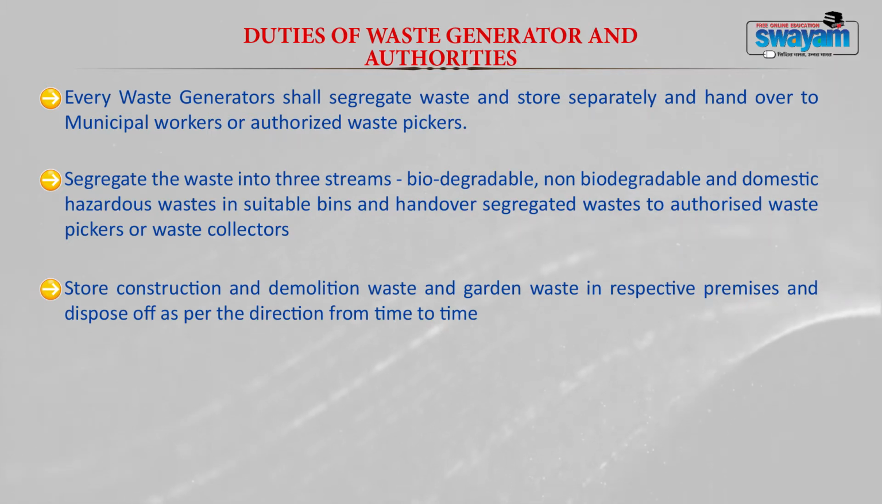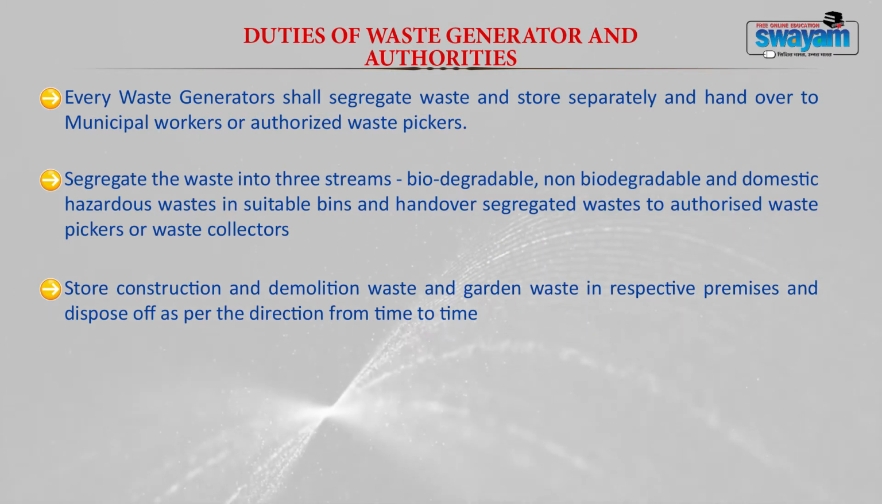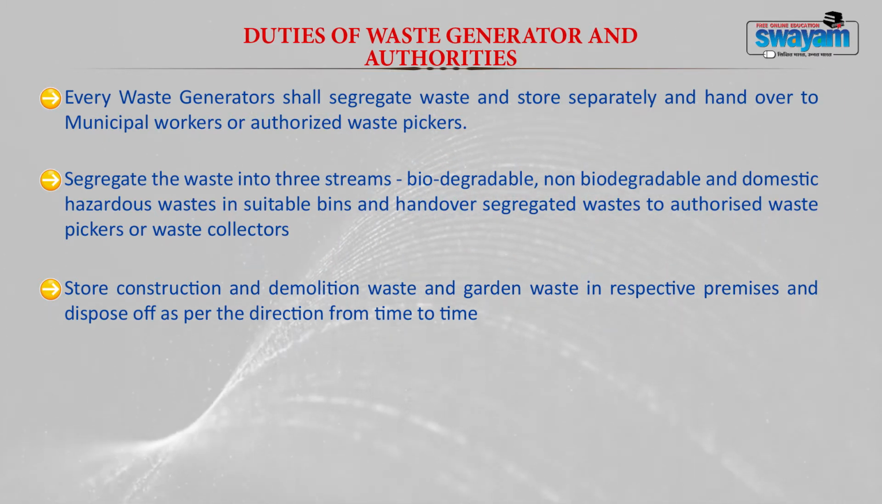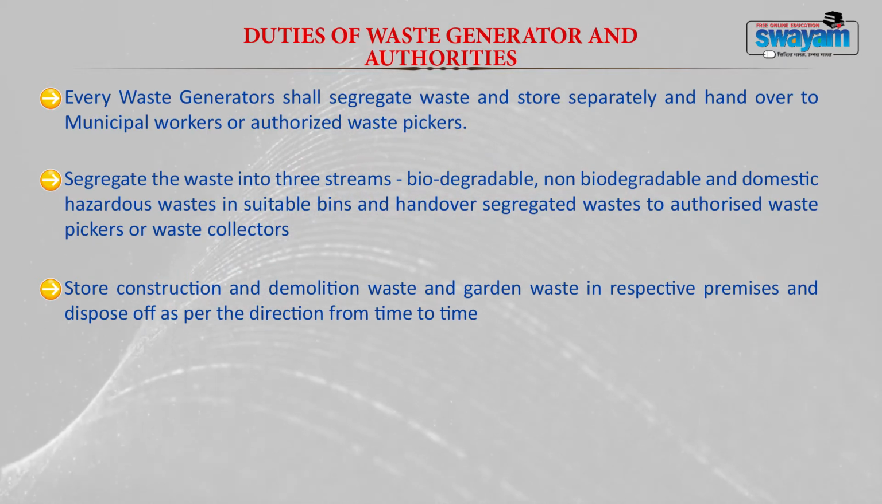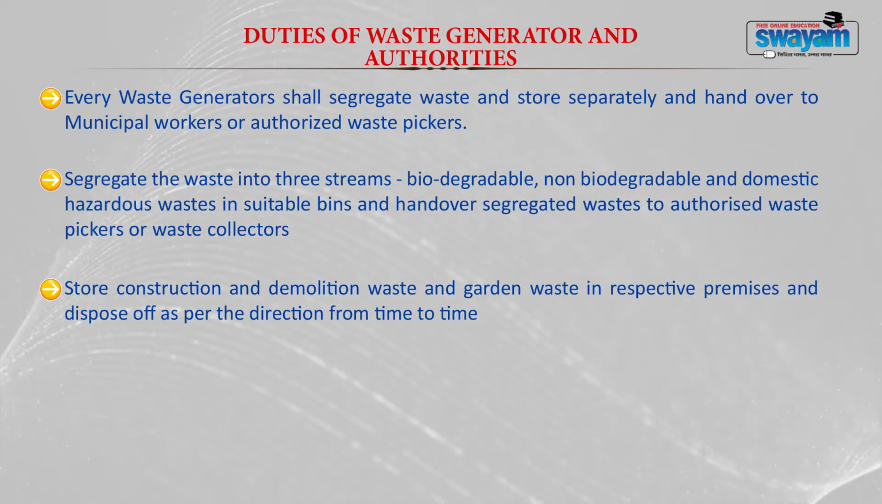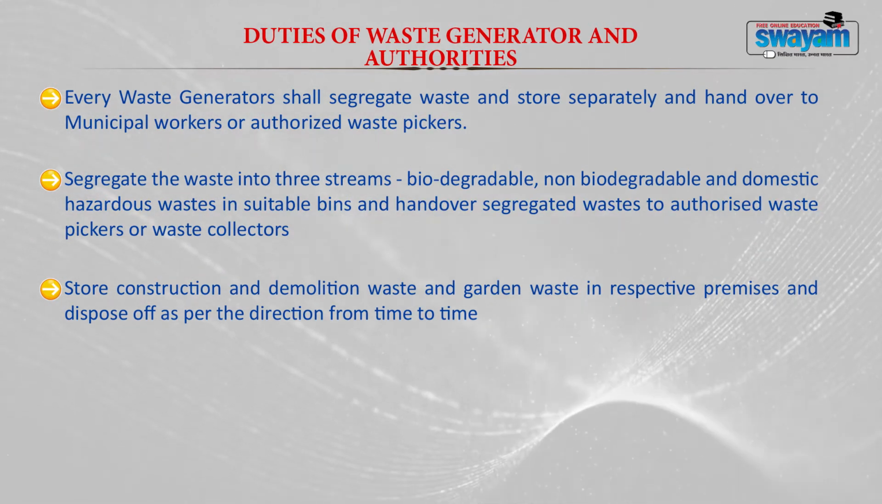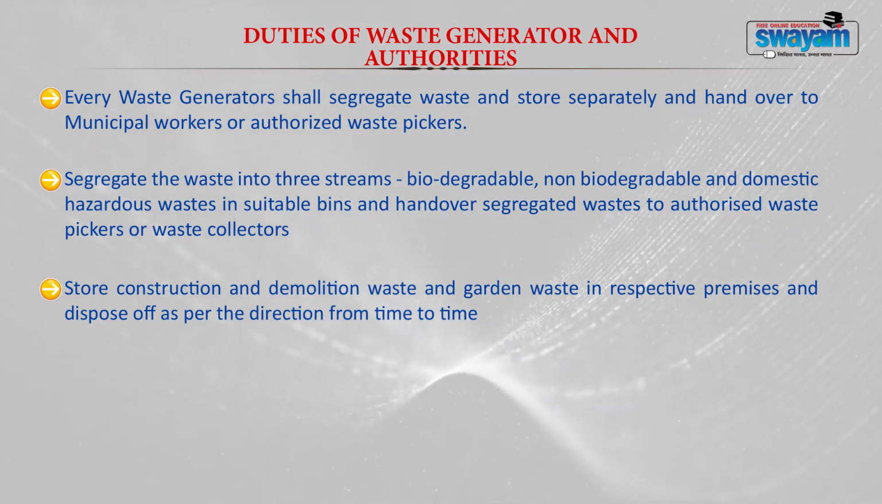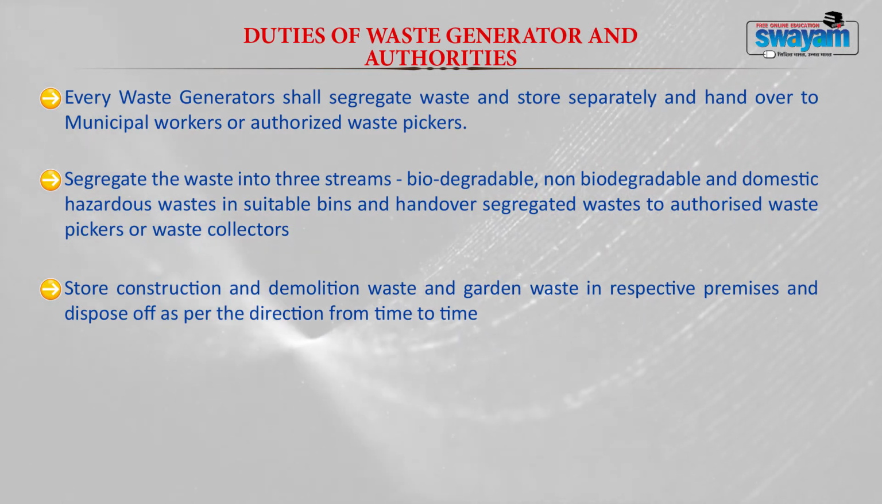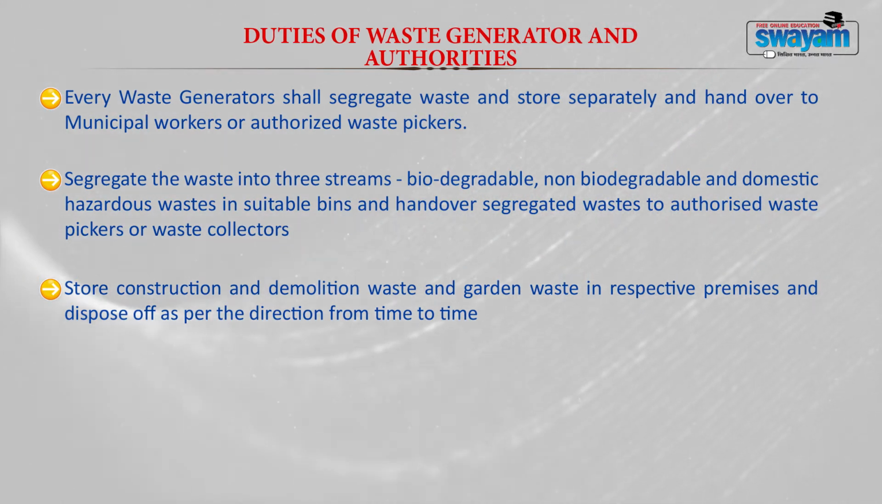The construction and demolition waste should be collected, segregated and stored in the respective premises, and then it should be disposed of as per the direction given by the governing authorities from time to time. Likewise, this is applicable even for the garden or horticultural waste, which again should be segregated and stored within the premises of waste generation and then later disposed of according to the guidelines provided by the respective governing body.